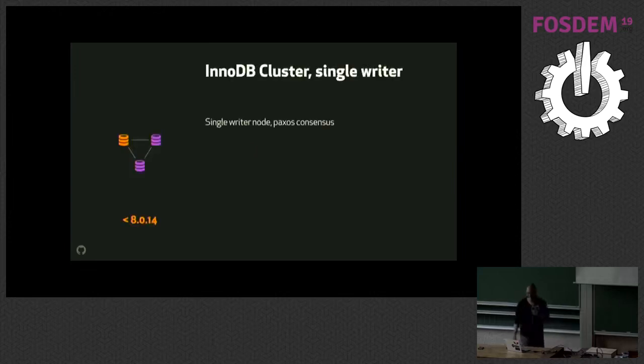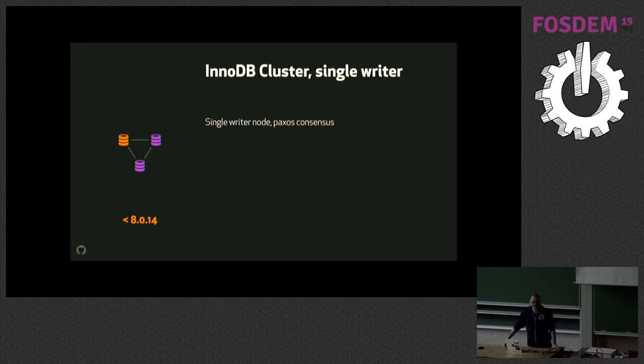There's more. Let's talk about InnoDB Cluster. Before 8.0.14, thank you, Oracle, for changing my slides at the last moment. So, single-writer InnoDB Cluster. Now we have Paxos. There's consensus, there's interesting stuff. Is this an available system? Is this a consistent system? Who says it's available? Who says it's consistent?